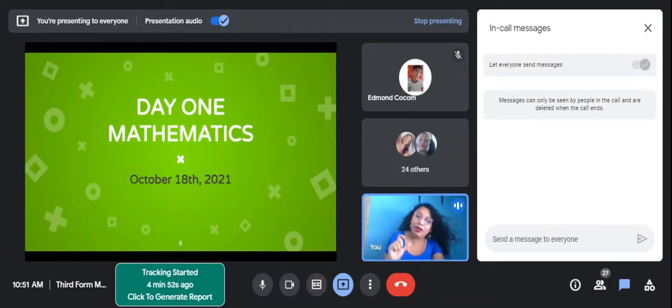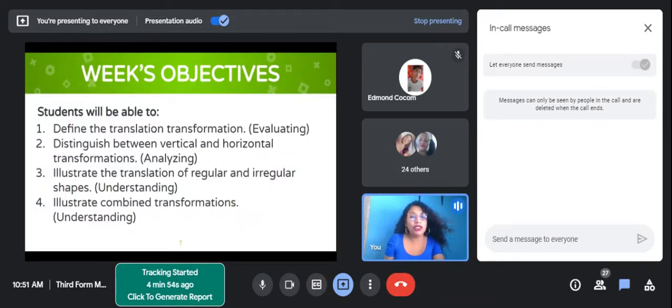So now talking about today's class, we want to do translation, and we want to do vertical and horizontal translations, translations of a regular and an irregular shape. And we want to do combined transformations. And that is one of our biggest activities for this week. Talking about what a combined transformation is and how we can go about getting that image.